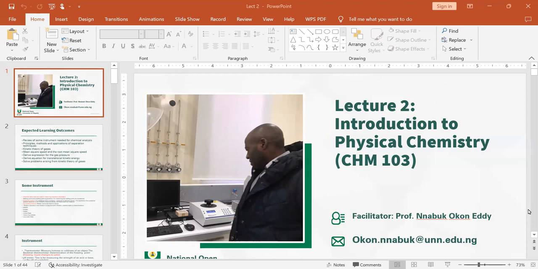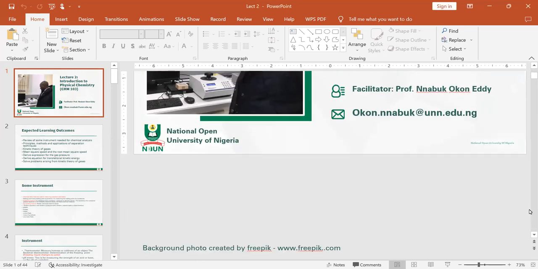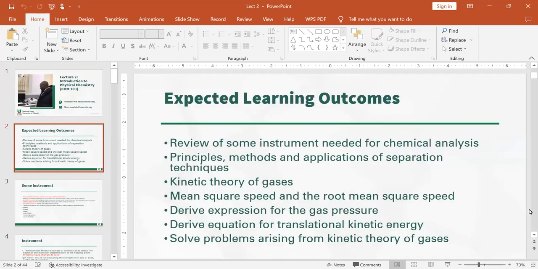So we'll continue our discussion, and that's a facilitation on Chem 103. We started, and the course is Introduction to Physical Chemistry. Today's facilitation, we'll review some instruments needed for chemical analysis. We've taken some instruments.